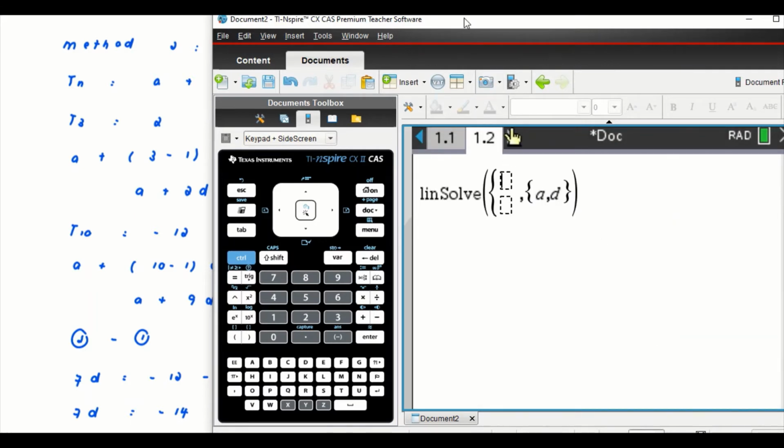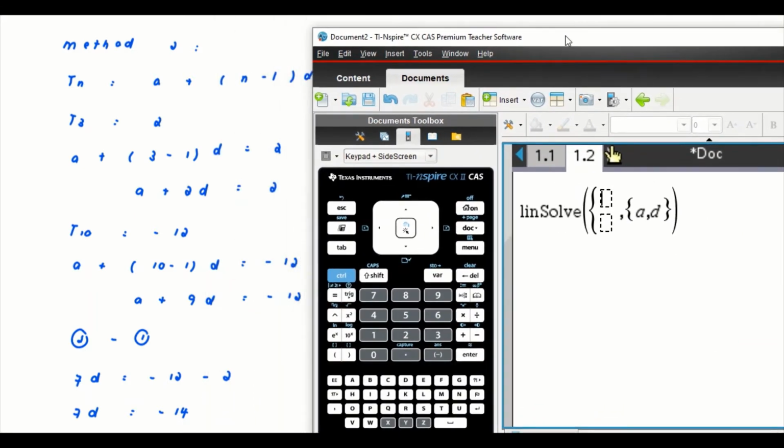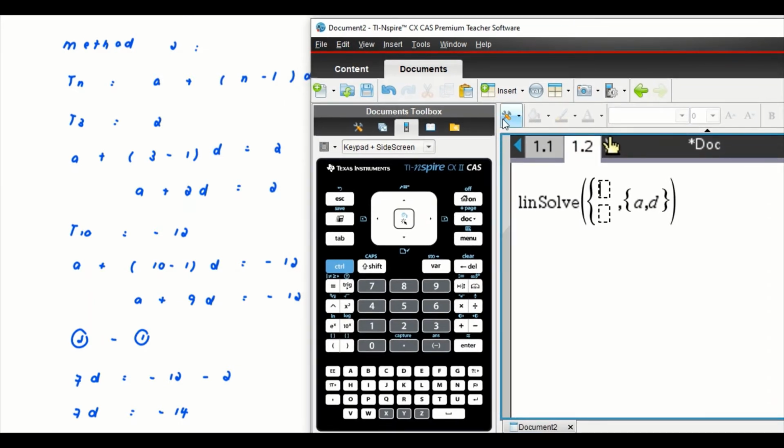The calculator will show you this. Now what we need to do is just type in the equation here. So a plus 2d, right? Remember it's 2 times d. And it will be equal to 2. Okay, so that's our first equation.